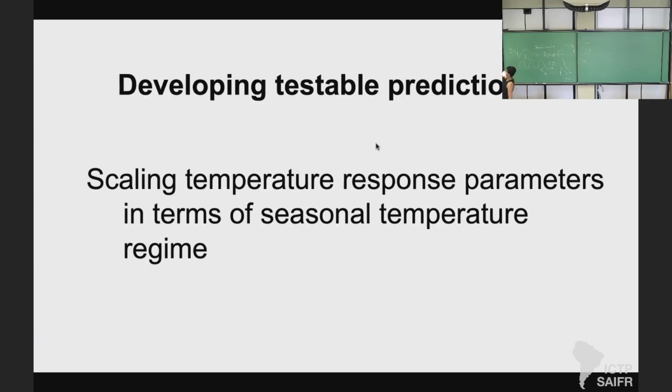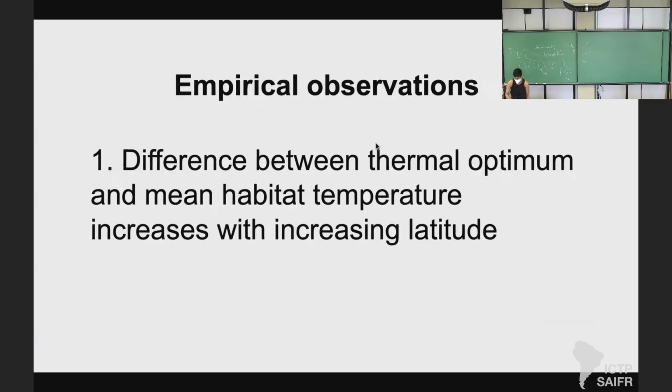But to do this, we have to connect these trait responses with the temperature regime, right? Remember, all that stuff we found out was by saying, okay, the cold adapted species is in this part of the thermal regime, the warm, and then that means, in order to test this, we have to express these trait response parameters in terms of the thermal environment.